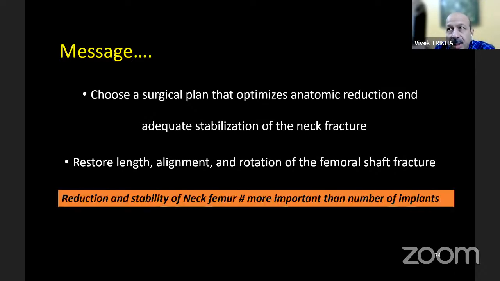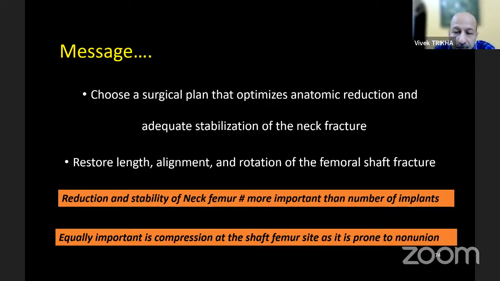Remember that reduction and stability of the neck femur, in displaced neck femur I'm talking of. In undisplaced, it's usually uniting. But in displaced neck femur, it is more important than the number of implants we are fixing. And hence, we normally tend to go in for a dual implant if the neck femur is requiring much more attention than the shaft femur for us.